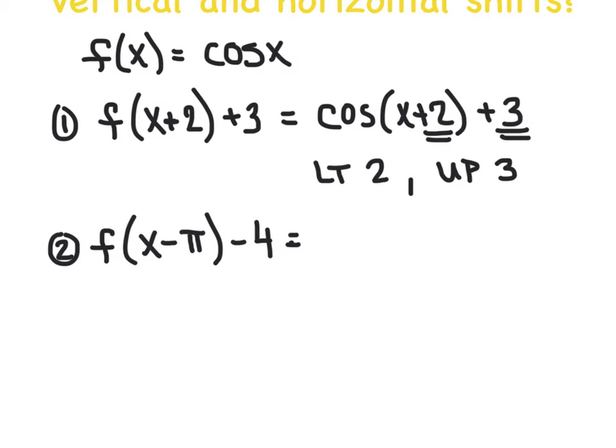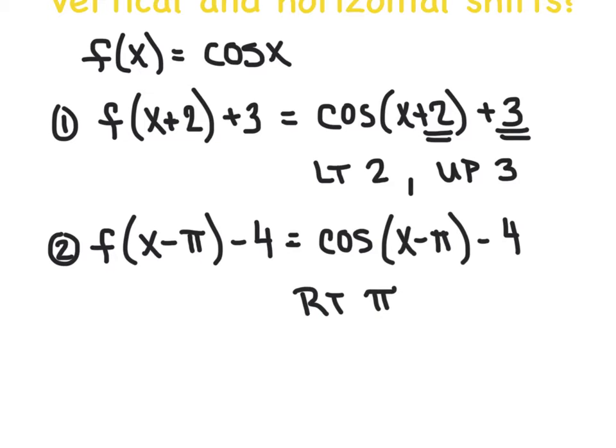Another similar one is f of the quantity x minus pi with the minus 4 on the outside. So we're inside here, outside here. Let's see if we can build that function. Cosine of the quantity x minus pi, minus 4. And we're moving to the right pi units, and then we're going down 4 units.